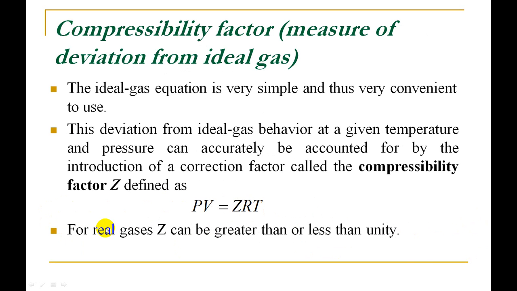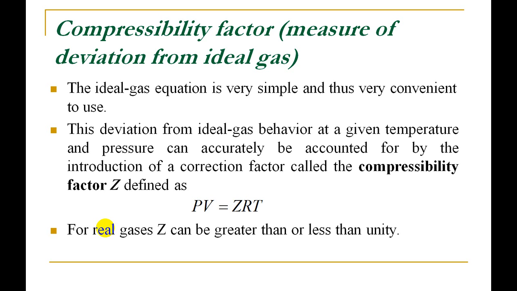The next topic is the compressibility factor, a measure of deviation from ideal gas behavior. From previous slides, we have seen equations that relate state variables: PV = RT. It's a simple relation, just PV = RT. Let's say we have pressure and temperature.